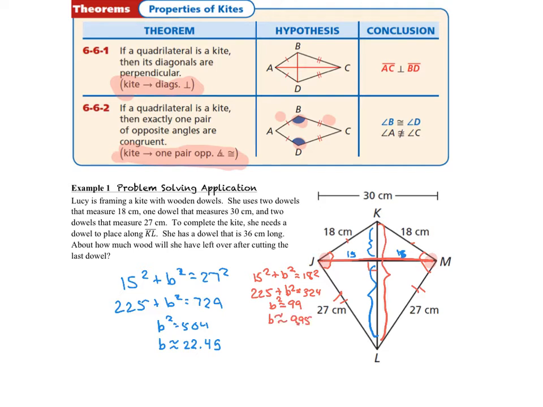So that means if I add those two numbers together, the 9.95 plus 22.45, then I get 32.4 centimeters. So how much is left over of the 36 centimeters? So we just take that 36 and subtract 32.4, and so you'd get 3.6 centimeters left over.